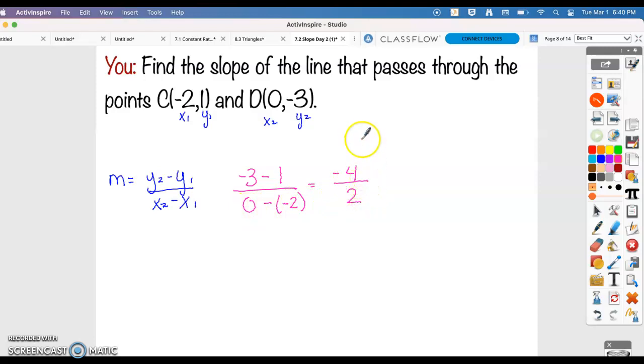Now this fraction right here is not simplified. It can be reduced down. So if you take negative 4 divided by 2 in your calculators, you would get negative 2 over 1 or negative 2. Same thing. This graph though would be negative. It's going down 2 and right 1 each time.